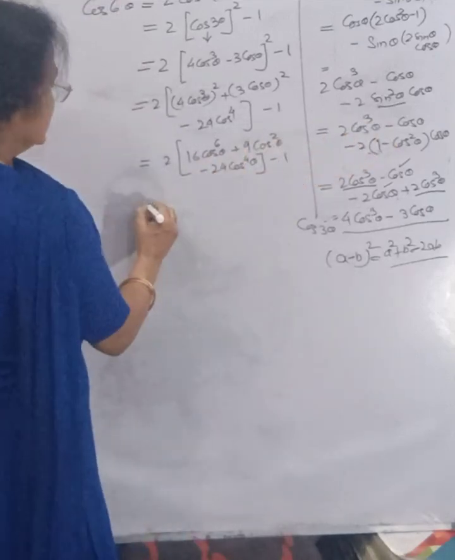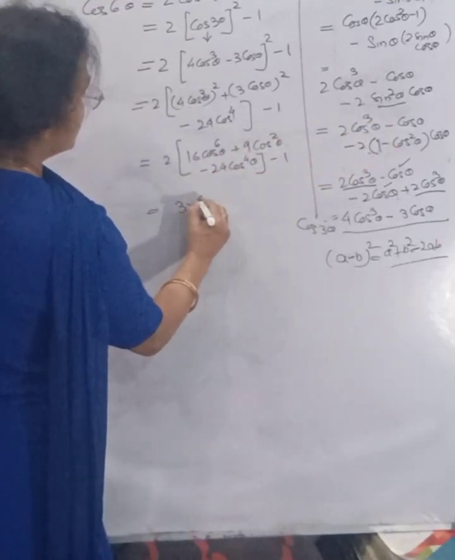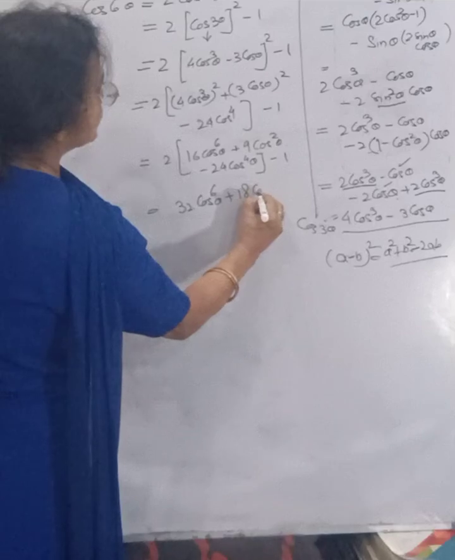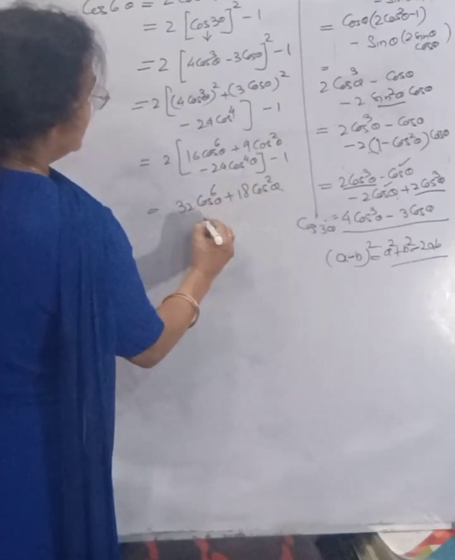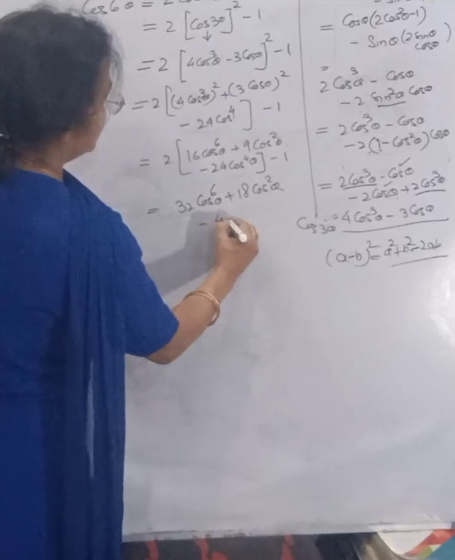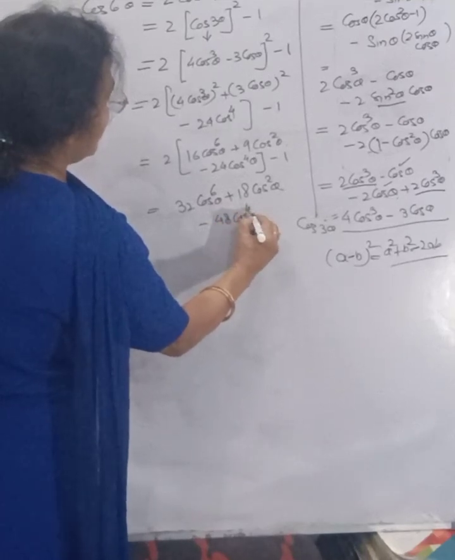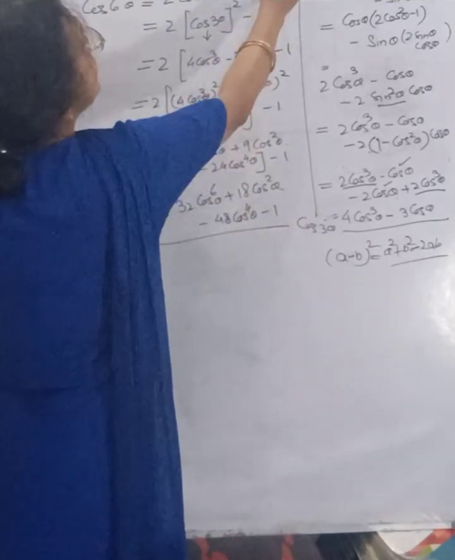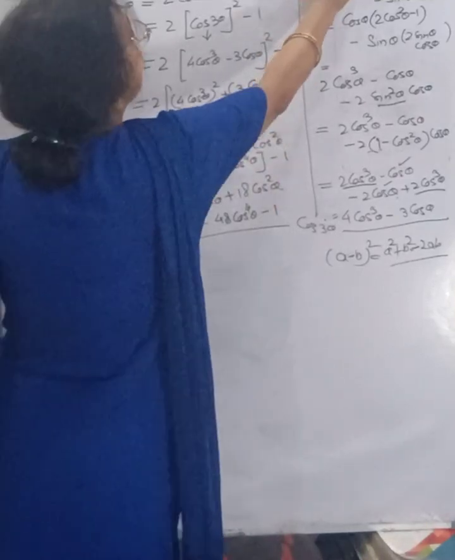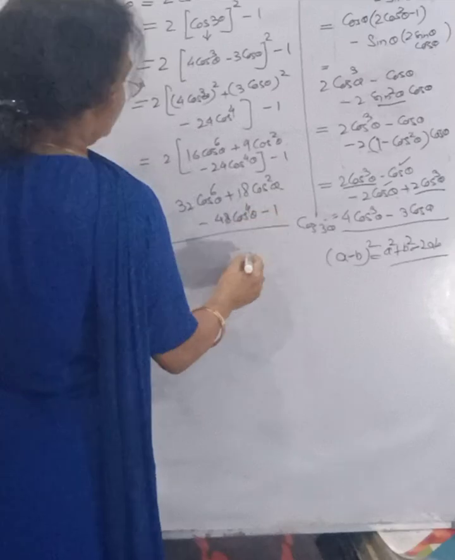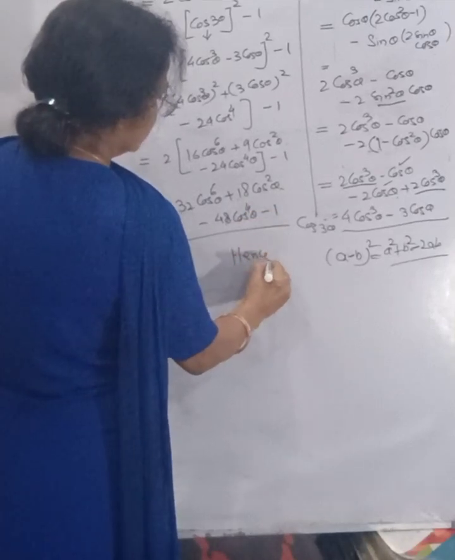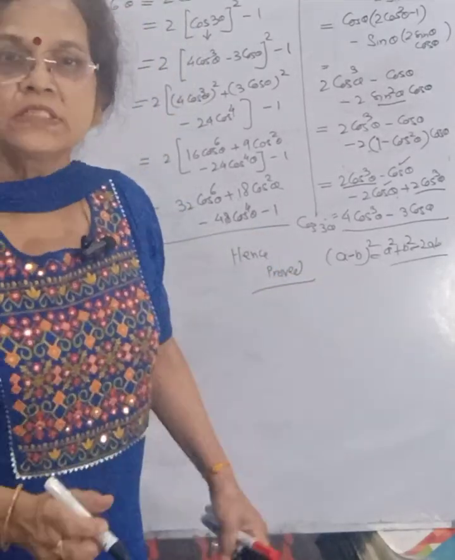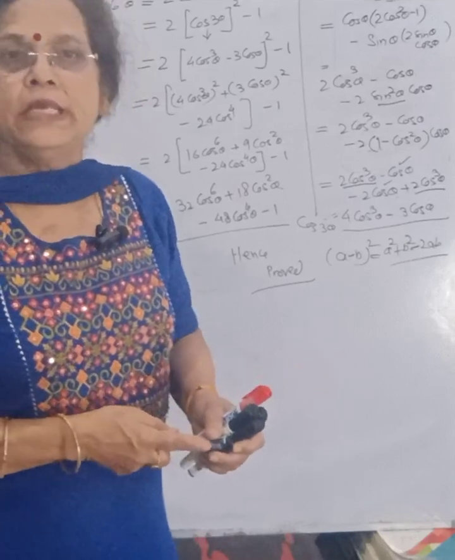2 will go inside. This is 32 cos to the power 6 theta, 9 twos are 18 cos to the power 2 theta, 24 into 2 is 48 cos to the power 4 theta and minus 1. It is proved. See, 32 cos to the power 6 theta minus 48 cos to the power 4 theta plus 18 cos square theta minus 1. Hence proved. If you remember the formula of cos a plus b, then you can do each and everything very well.